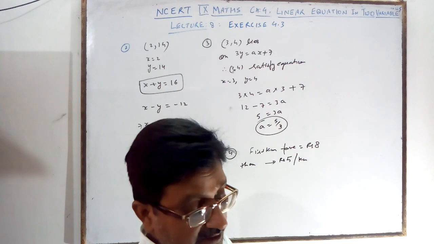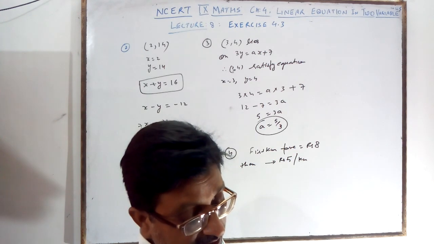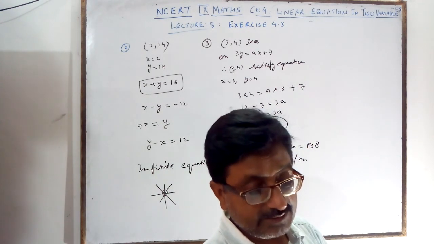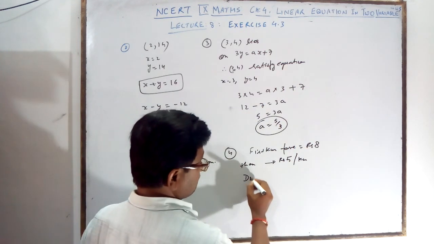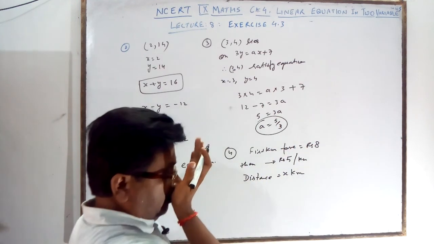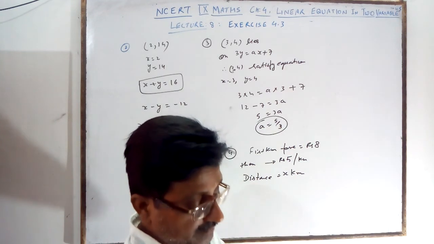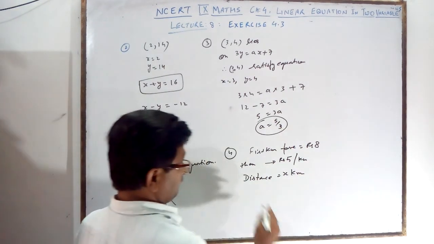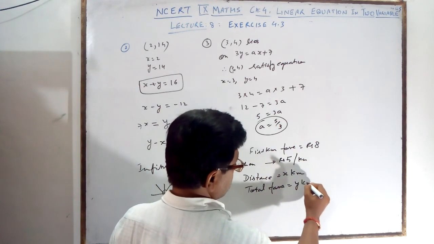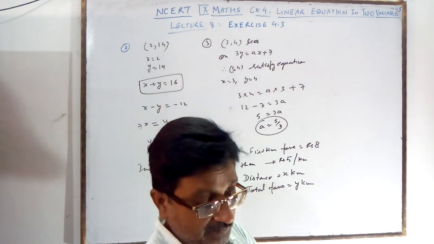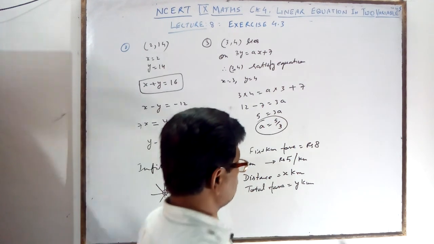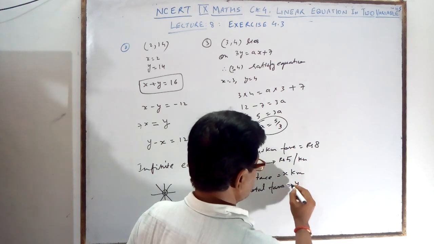5 rupees per kilometer. And what is the difference between these two? That you find out. It is given taking the distance covered as x kilometer. Distance is given x kilometer and total fare is given y. Total fare is rupees y.